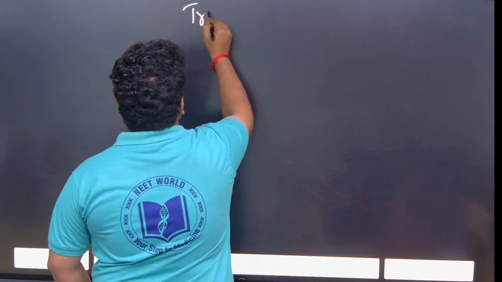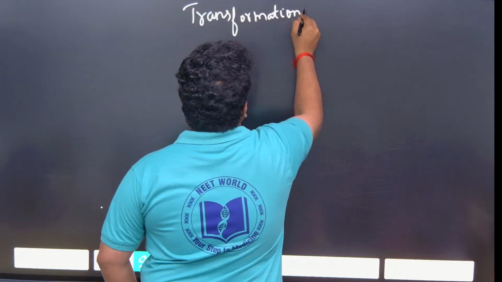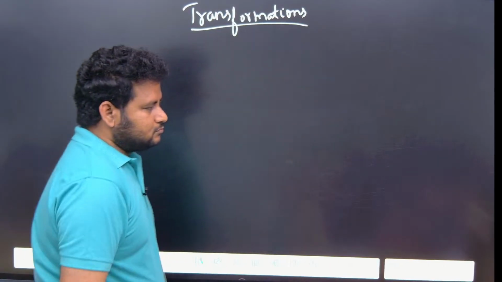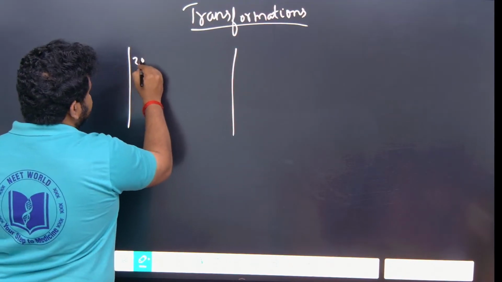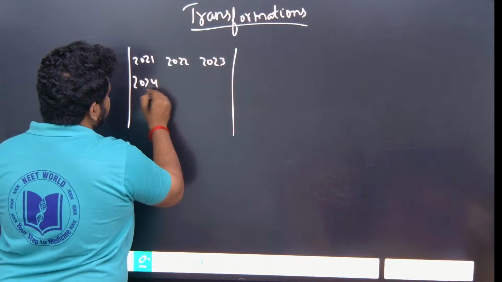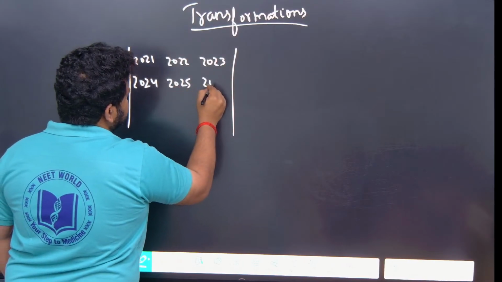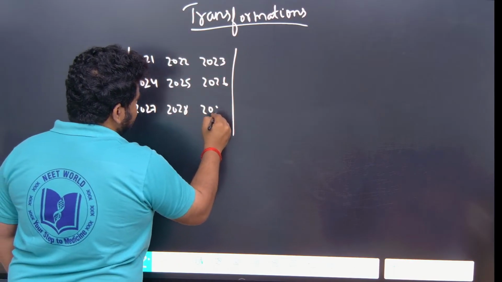So we will study about transformations. Now, if I ask you to find the determinant of this matrix, with entries 2021, 2022, 2023, 2024, 2025, 2026, 2027, 2028, 2029, you can definitely find it using the same method, but it will take a lot of time. So instead of that we will use transformation.